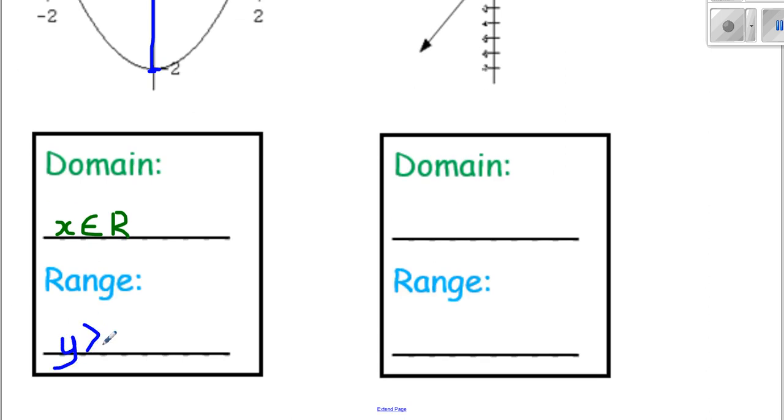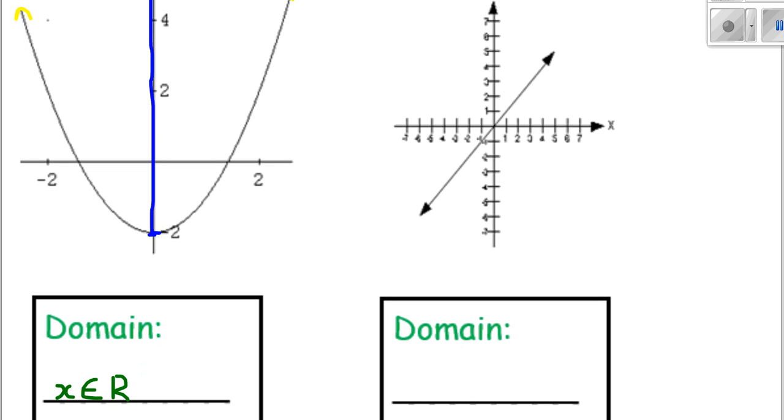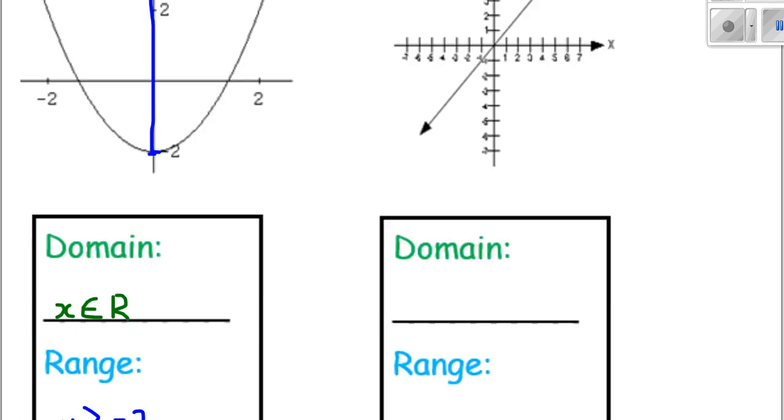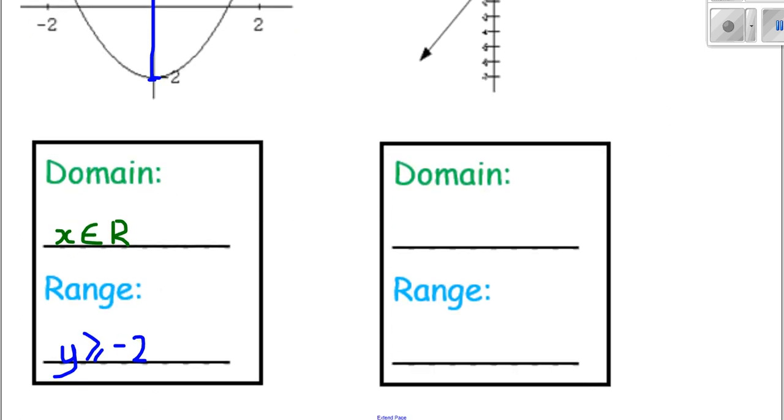The next function is a linear function. They're easy. Linear functions, any value along the x-axis will correspond with a coordinate on the graph, because this graph goes on infinitely this way and this way. So any x value is going to correspond with a coordinate. They're the easiest ones to get, linear ones that go on infinitely: the domain is x ∈ ℝ, and the range is just y ∈ ℝ.